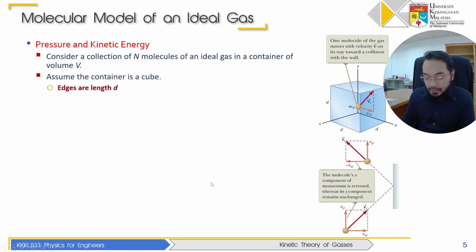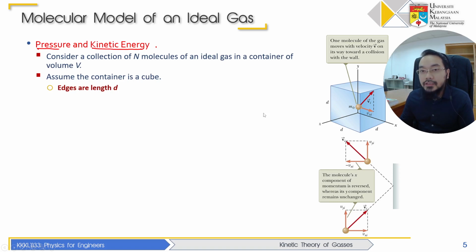Okay, so now let's look at how pressure is related to kinetic energy. So the relationship between pressure and kinetic energy. Consider a collection of n molecules in an ideal gas in a container of volume V, and we assume the container to be a cube with edge length d. If you look at the right hand side here, imagine we have a container which is a cube. A cube has equal sides, so the dimension is d on each side.